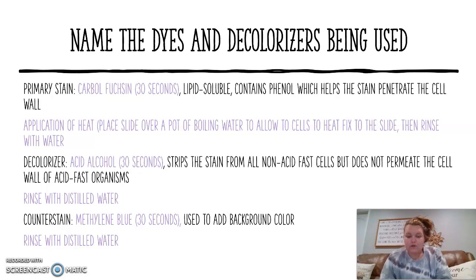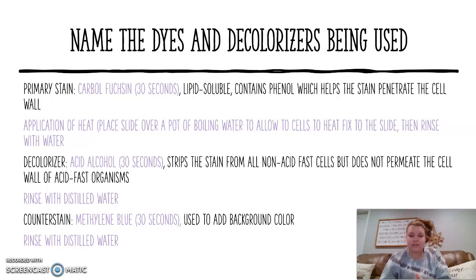So, name the dyes and decolorizers that are used in this staining process. For the primary stain, we have carbolfuchsin, which is a red dye, and we leave that on our slide for about 30 seconds. The carbolfuchsin is lipid soluble, and it contains phenol, which helps the stain penetrate the cell wall. Next, we're going to do the application of heat. We're going to place our slide over a pot of boiling water to allow the cells to heat fix to the slide. Then we're going to rinse with distilled water.